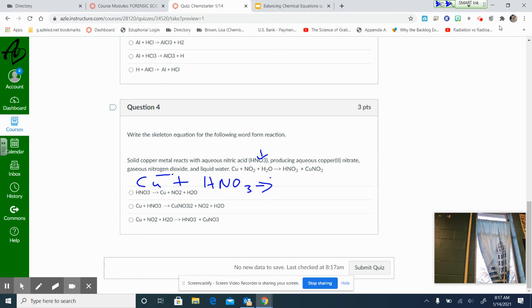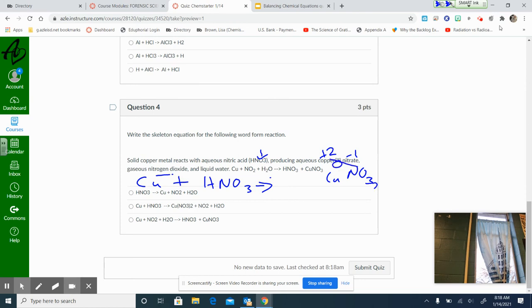So producing aqueous copper 2 nitrate. So I have copper 2 nitrate is a compound. I gotta write their charges and crisscross them. So copper has a +2. Nitrate, that's a polyatomic ion. It's on your polyatomic ion sheet, or you could Google it. Google is a fantastic thing. So nitrate is NO3, and it has a -1 charge. Copper is Cu, and it has that +2, it tells me in the Roman numerals.